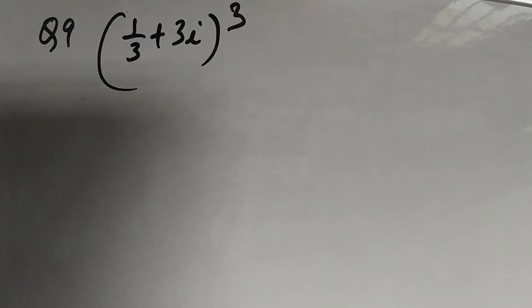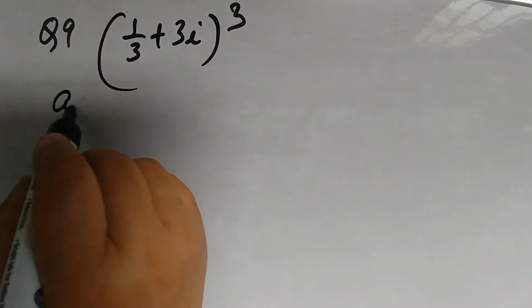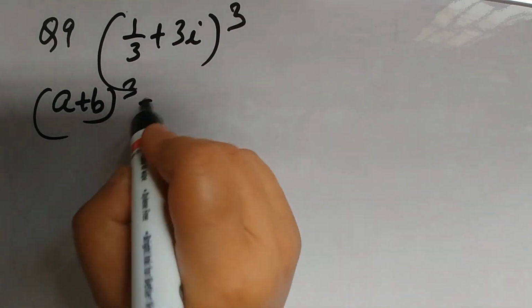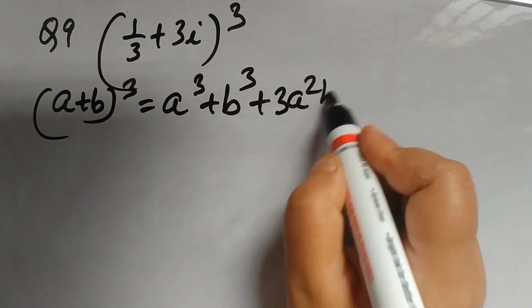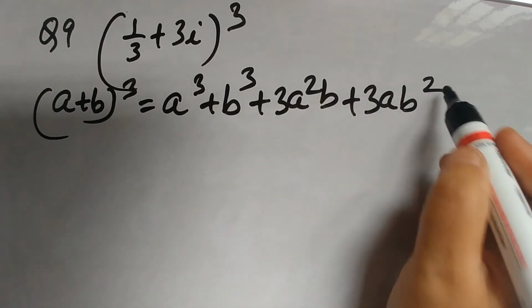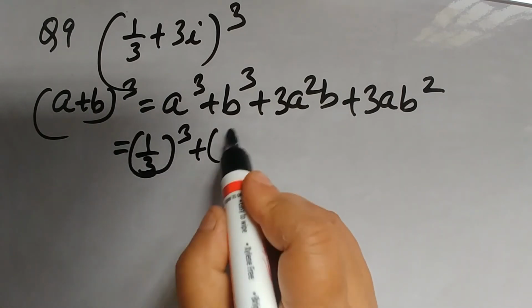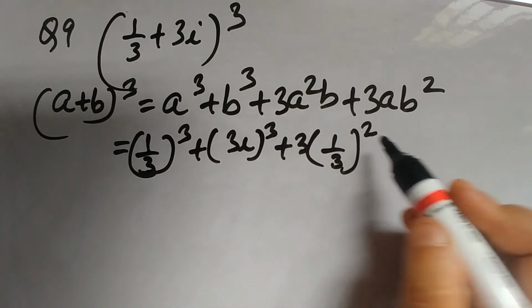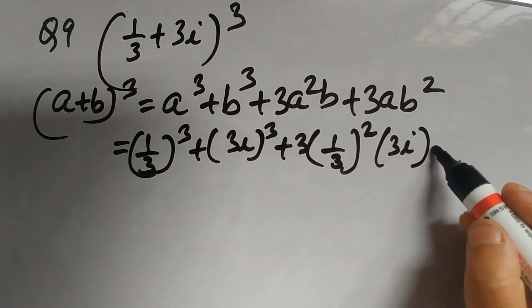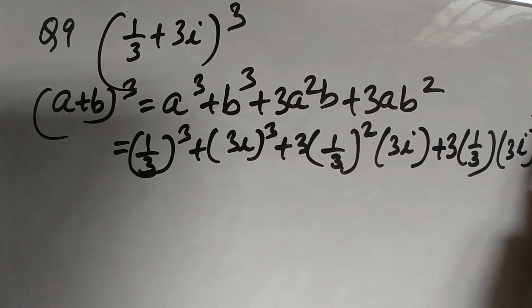Now question number 9. Question number 9 is (1 by 3 plus 3 iota) whole cube. Now you know how to solve it. We will apply the formula for (a plus b) whole cube, which is your a cube plus b cube plus 3a square b plus 3ab square. So it will be like a is (1 by 3) whole cube plus (3 iota) whole cube plus 3 into (1 by 3) square, b is 3 iota, plus 3 a and b square.